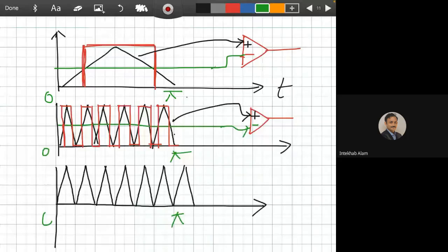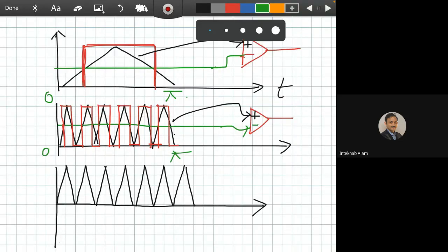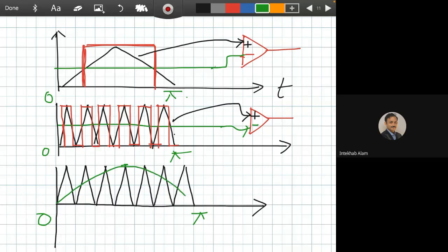Most of the case, we use 7. Now, actually, for a good solution, we have used 7 pulses in here, and this is the peak point, and you have to use a sine wave. Okay. Is it okay now? So what will be the output?